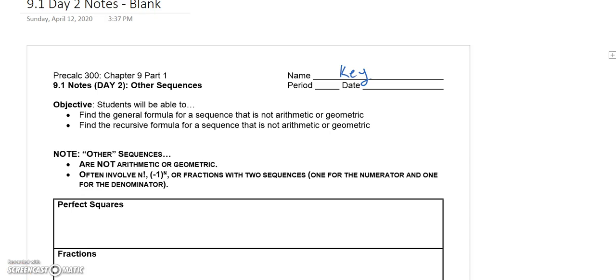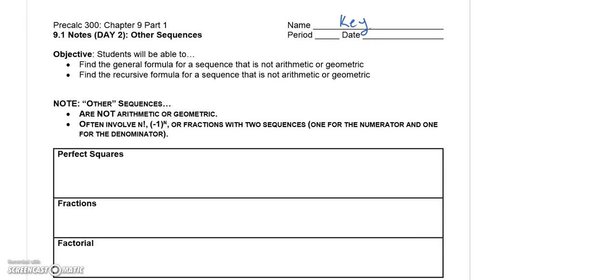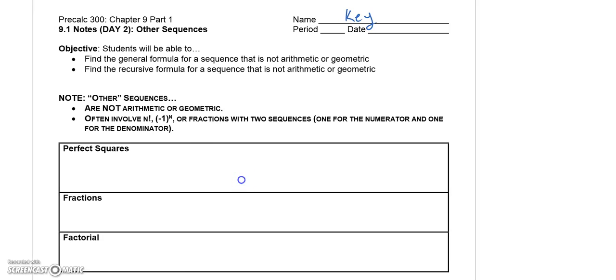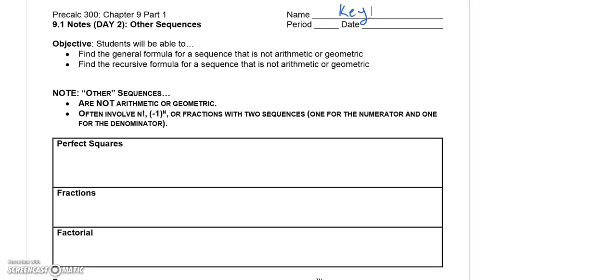All right, guys, today we take a little deeper dive at sequences that are neither arithmetic nor geometric. We talked a little bit about your factorial pattern, and we'll use some of that today. Then we'll also talk about where perfect squares come into play, and a different way to think about fractions with sequences.